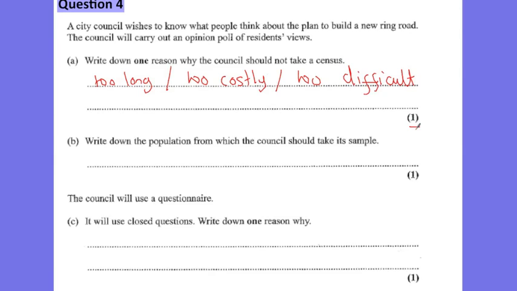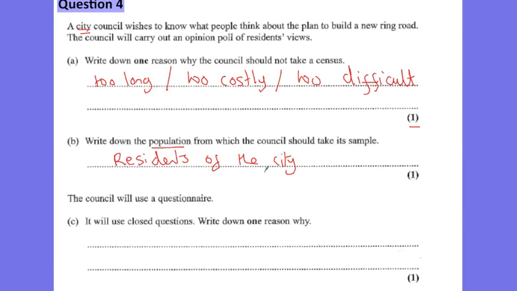We're then asked to write down the population from which the council should take its sample. So with population, it wants to ask what the people think about the plan to build a new ring road. It needs every person who lives in the town. So the residents of the city. We see here city council up here. It's everyone, the residents who live in the city.